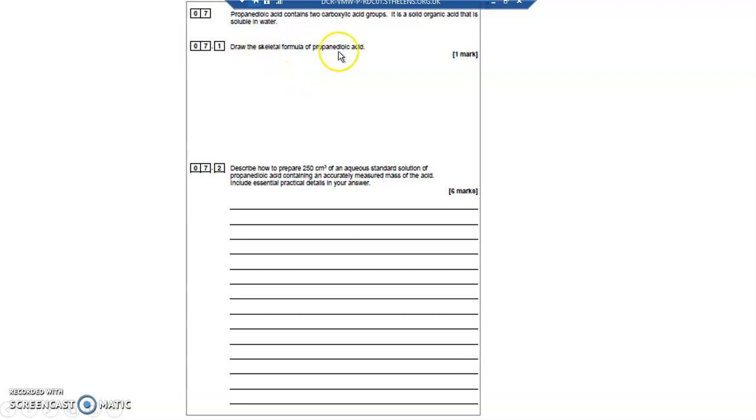Draw the skeletal form of the propane dioic acid. So I've got to have 3 carbons. Remember that a skeletal formula doesn't show any carbons. The carbons are just at the corners, so it ends up as a zigzag line to show carbons at each of the corners. You don't show any hydrogens bonded to carbons either. So I do show the double bond to oxygens, and I do show the OHs also bonded.